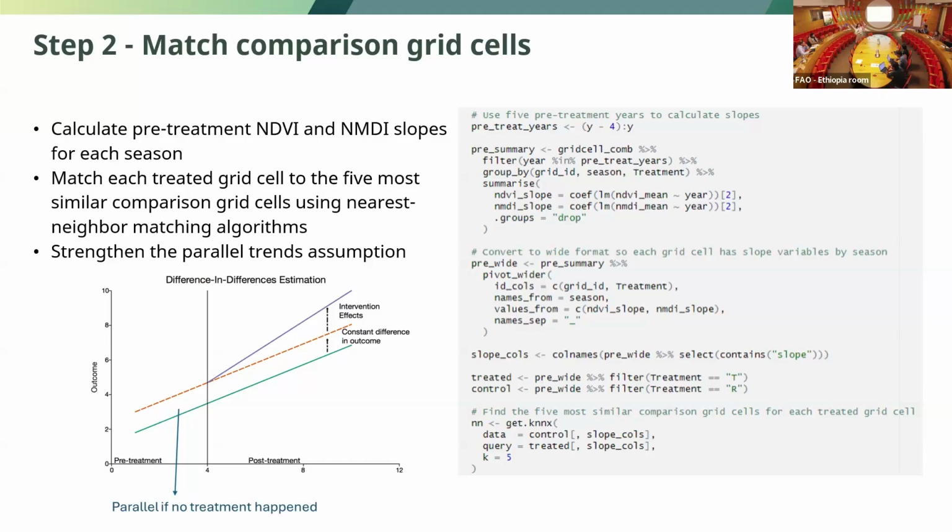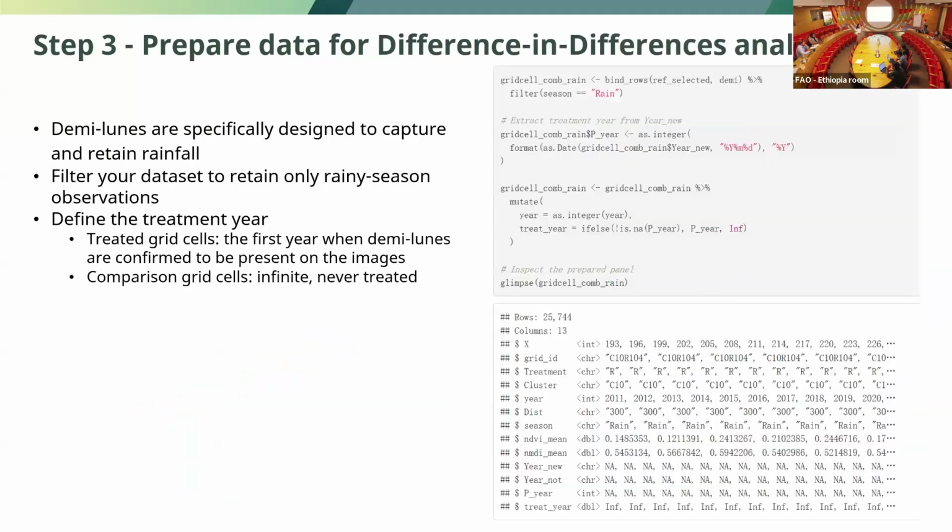So after we have those selected comparison cells, we're going to prepare a panel dataset for our DID models. In that dataset, we're going to filter the grid cells to only the rainy seasons, because the Demi-lune is designed to capture rain water. So we expect to see the strongest distinction between the treated and the controls during the rainy seasons. That's why we only filter the rainy season indices in this case. This code helps us filter out the rainy seasons only.